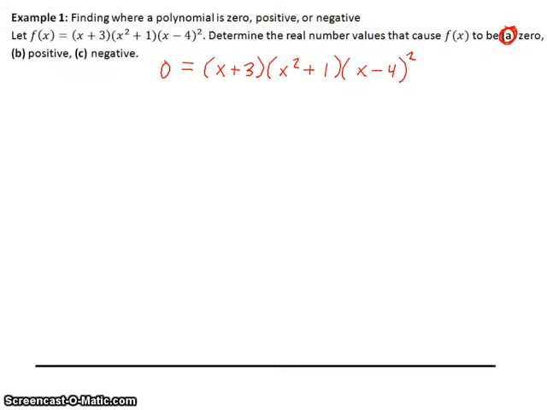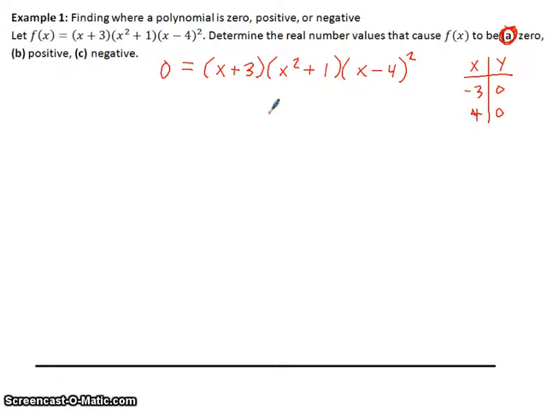Now, because this polynomial is factored, it's pretty easy to just look at it and see where we have x values that equal 0. So when x is negative 3, y is 0. When x is positive 4, y is 0. The middle factor, if you set that equal to 0, you're going to end up with x squared equals negative 1, which just isn't going to happen. So we're only looking at two real zeros, right?